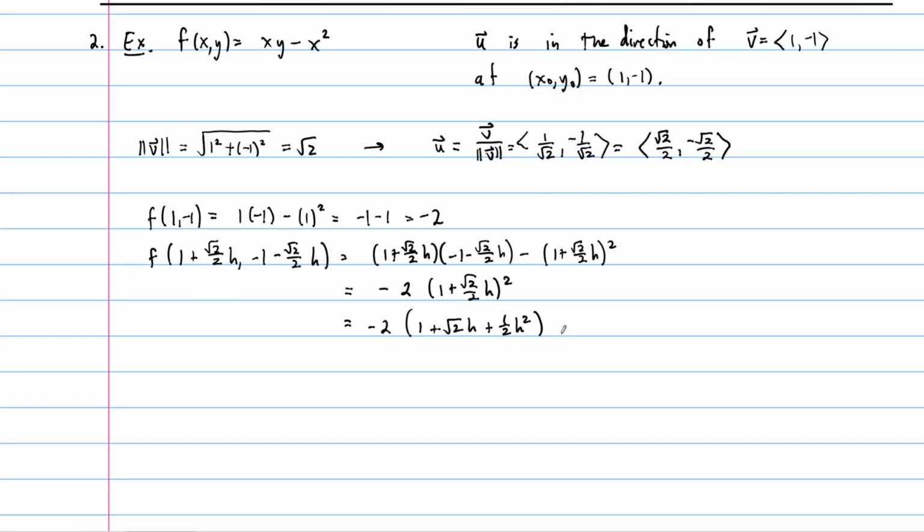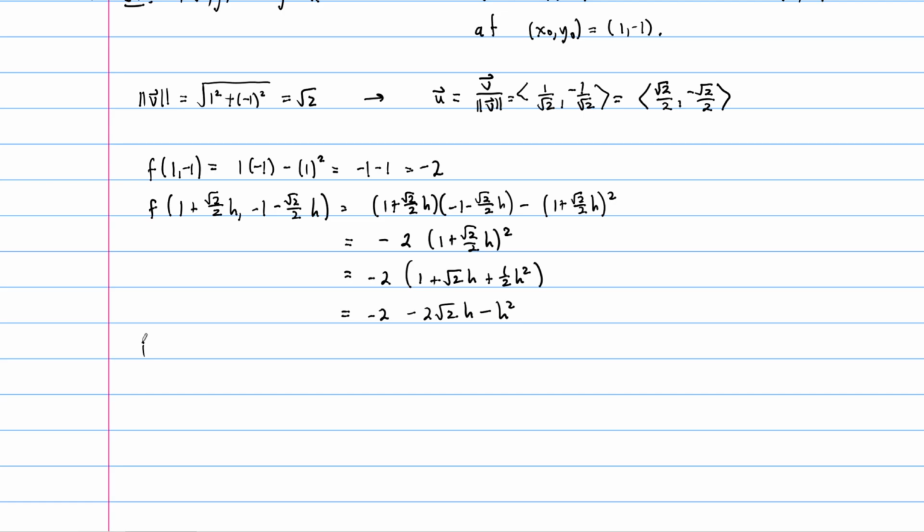And then when we do our subtraction, let's write it out this way. We can multiply through this negative 2. So we'll have negative 2 minus 2 root 2 h, and then minus h squared. And now we can put this all in our difference quotient, right? So now our derivative in the direction of u of our function at this point, 1, minus 1, is by definition the limit as h approaches 0 of, we can color code these, right? So this is going to be replaced by this. This is just this, right? And that's all we have to do. And then we divide by h.